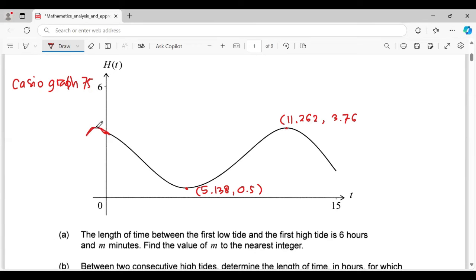And I have checked this coordinate point also, but especially for this point is 0, 3.556. But we're going to focus on this point, the first low tide and the first high tide. The length of time between the first low tide and the first high tide is 6 hours, and we are going to find m.